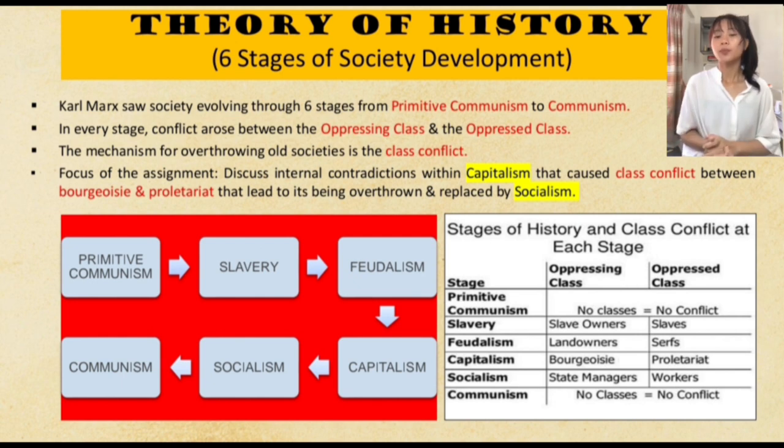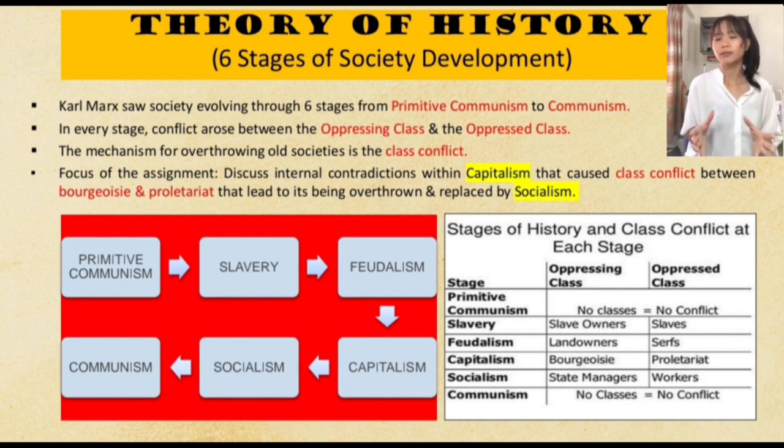The oppressing class is a social group that holds power and privilege in a society and uses its power to maintain its dominance over other groups. While the oppressed class is a social group that lacks power and is systematically disadvantaged and exploited by the oppressor class. So, it clearly shows that this group may experience discrimination, poverty, and other forms of social and economic injustice.